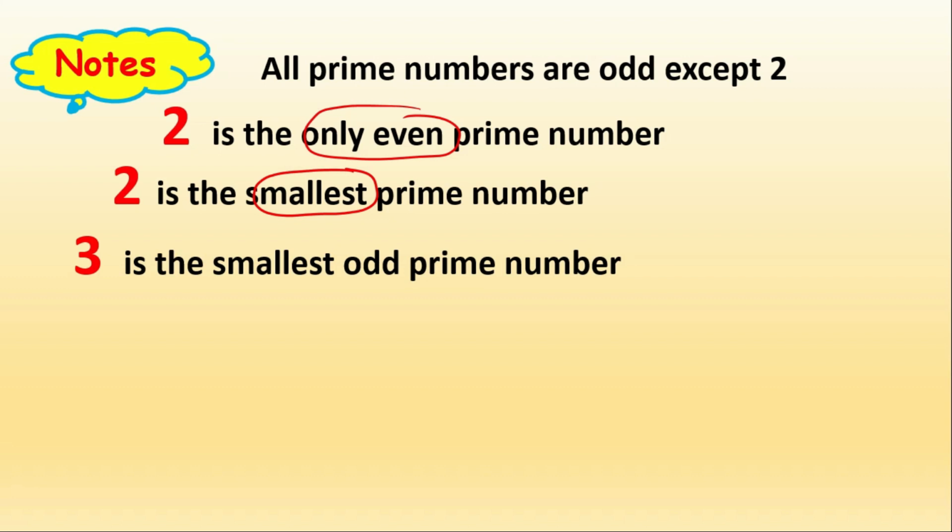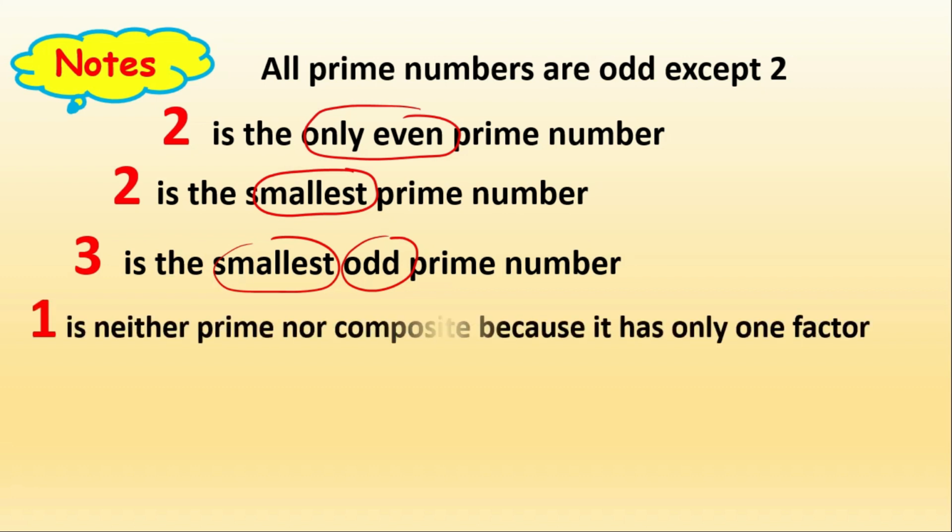3 is the smallest odd prime number. Okay, 2 is the smallest even prime, 3 is the smallest odd prime. Got it? 1 is neither prime nor composite because it has only one factor.